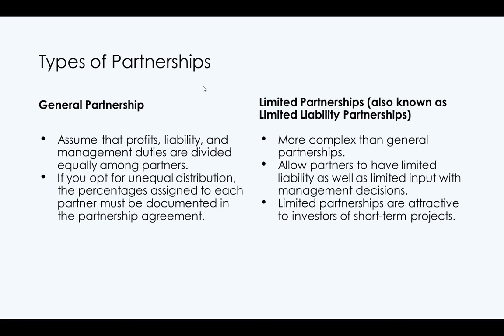For instance, if there's 2 partners and one wants 75 and the other wants 25 because they can't afford as much time or capital or so on, then that has to be written up in the original agreement.